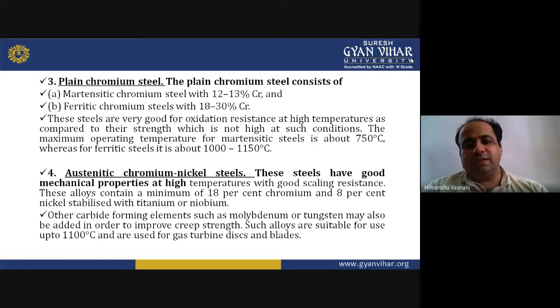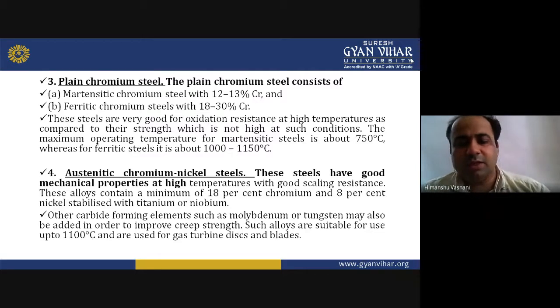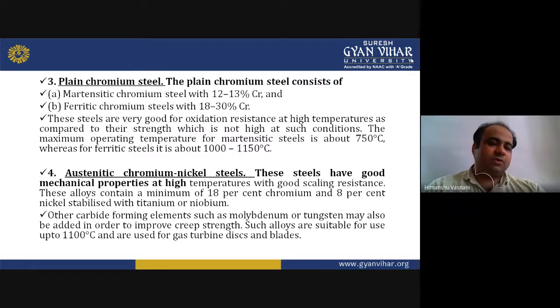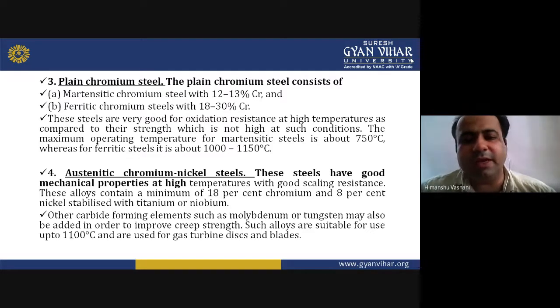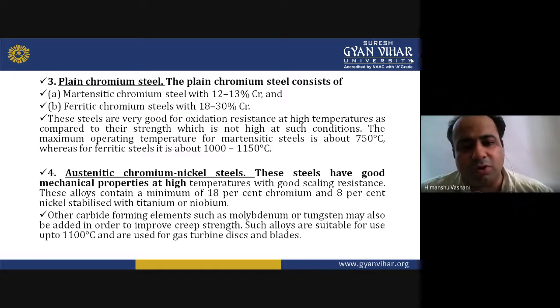Now, austenitic chromium nickel steels. These steels have good mechanical properties at high temperatures with good scaling resistance. These alloys contain a minimum of 18% chromium and 8% nickel, stabilized with titanium or niobium.